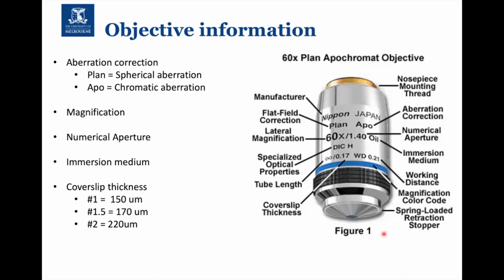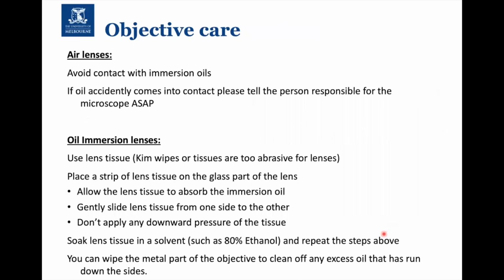So the objective is really, really important. That means you have to take very, very good care of it. So for any air lenses, we would ask that you avoid contact with immersion oils. Certainly if it's any of our instruments, if you come across an air lens that it's difficult to focus on, it's probably that someone's contaminated it with oil. Please let us know as soon as possible so that we can come and clean that lens for you. It's a bit more involved than cleaning a normal oil immersion lens.